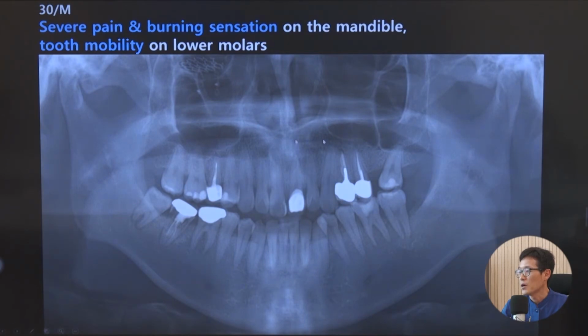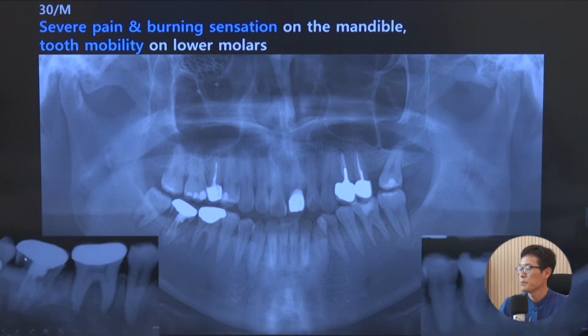What do you see? What pathological findings do you see on this panoramic radiograph? Generalized loss of lamina dura is noted and increased radiolucency around the periapical region of these teeth. This is periapical intraoral radiographs revealing generalized loss of lamina dura.